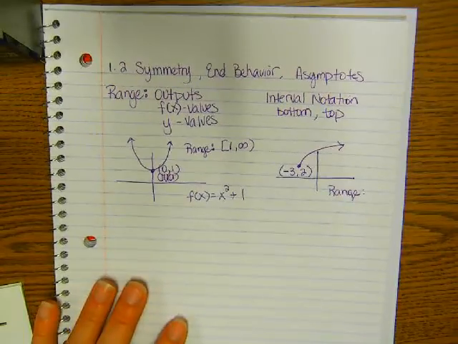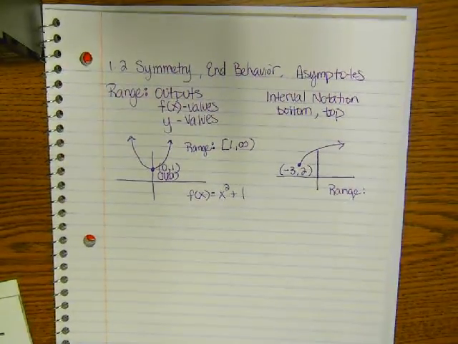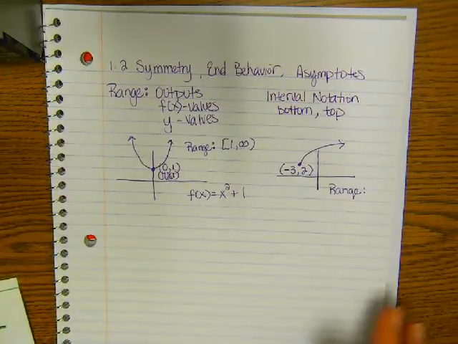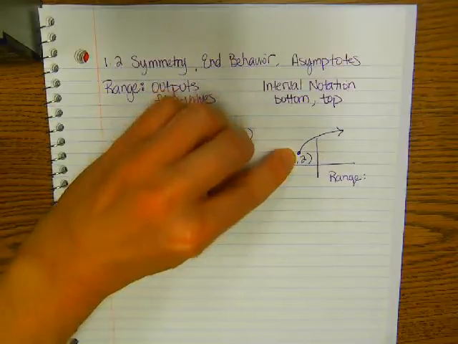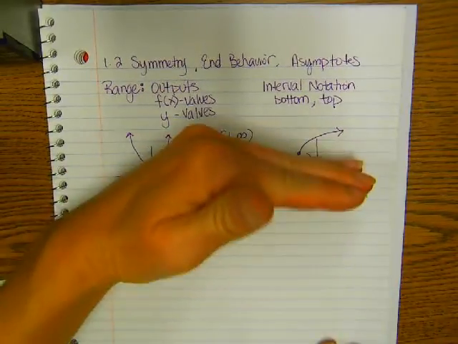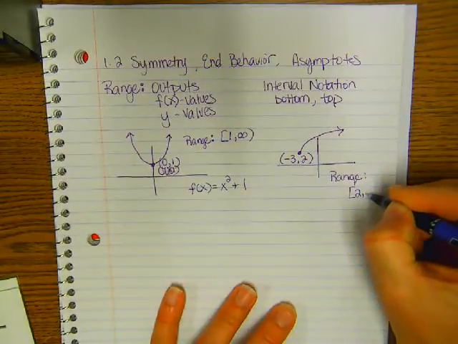Okay, range. What do you think now? Yeah, so bottom to top, remember these are y values, this graph starts at 2 and it goes up. So for range, I would write 2 to infinity.